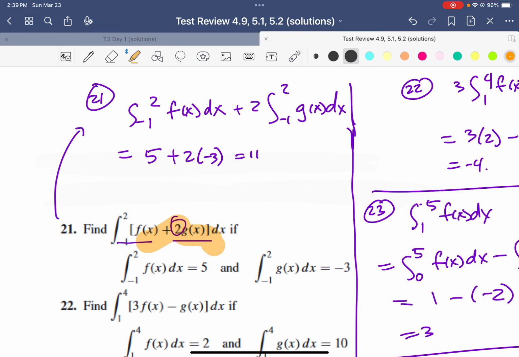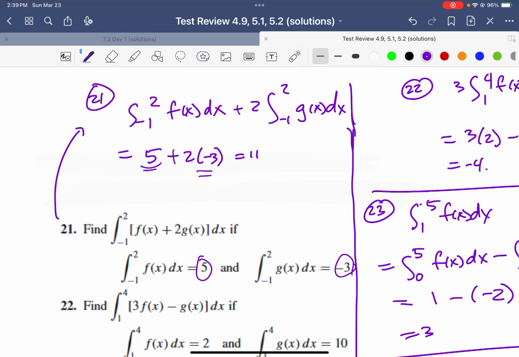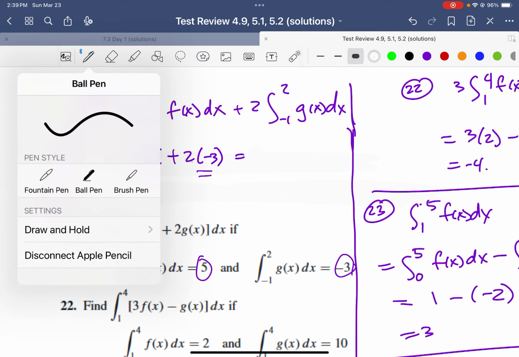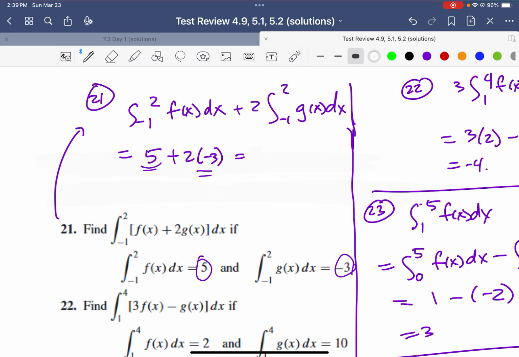But then they give us that this is equal to 5 here, and that this is equal to -3 here. So we actually end up getting, if you'll let me put this right here, it's -6 plus 5, which is -1.